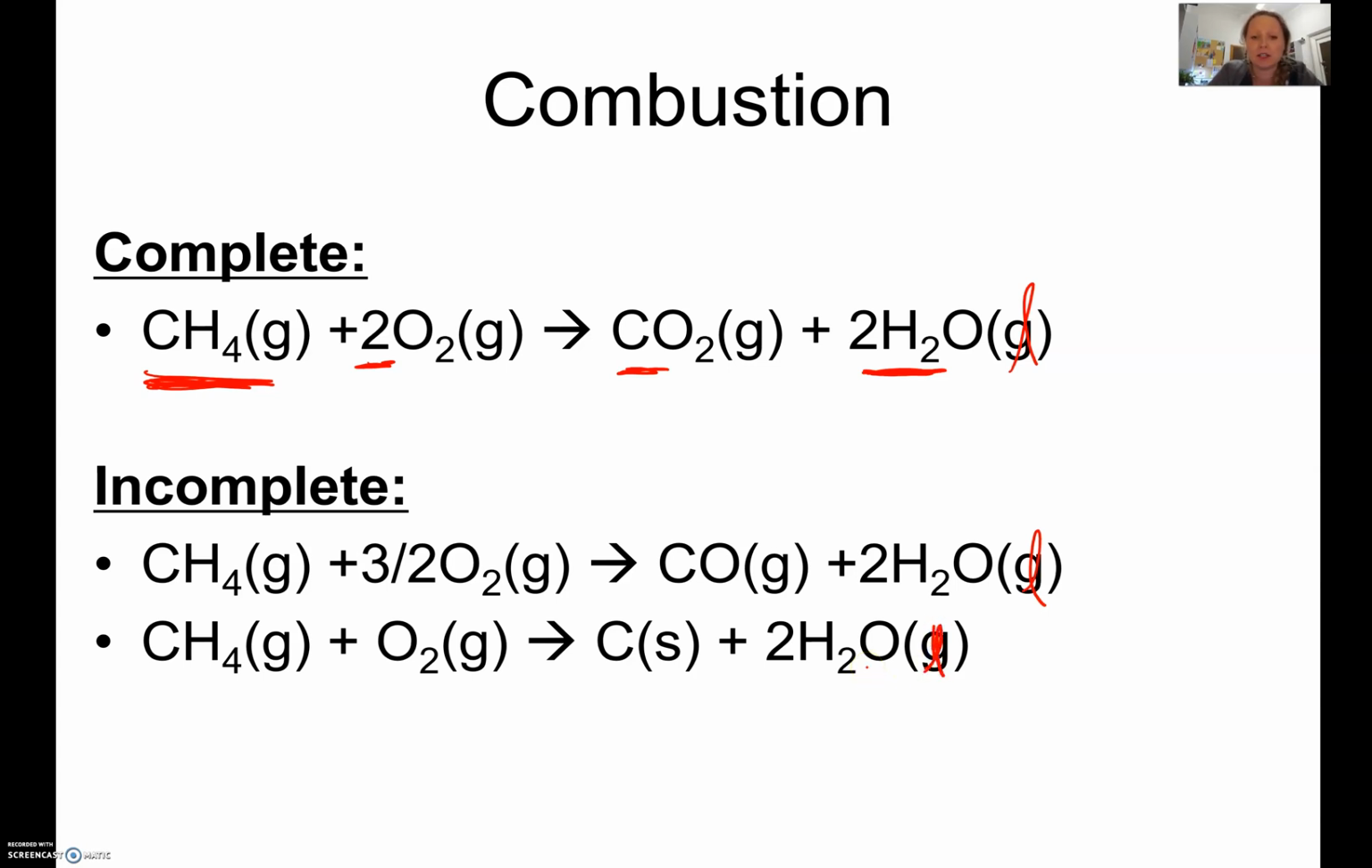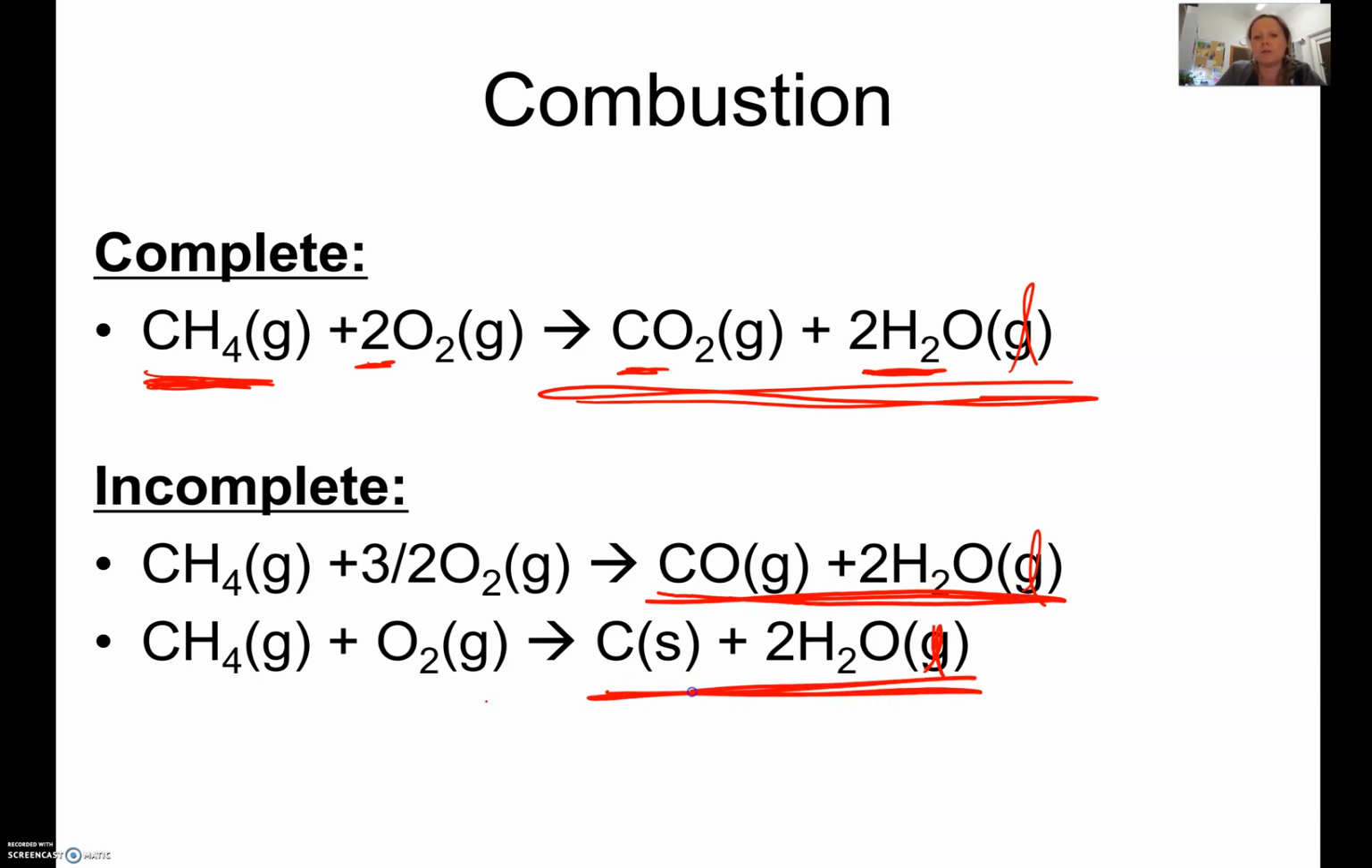So that's complete combustion. In complete combustion, you always produce CO2 and water. In incomplete combustion, there are 2 different equations you can do, either producing carbon monoxide and water or carbon soot and water. So it's always water that's produced in all of these reactions. Let's go through the methane one.